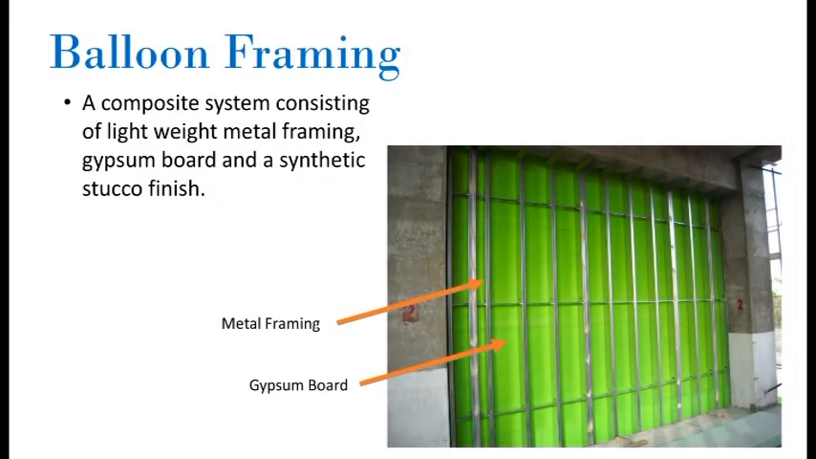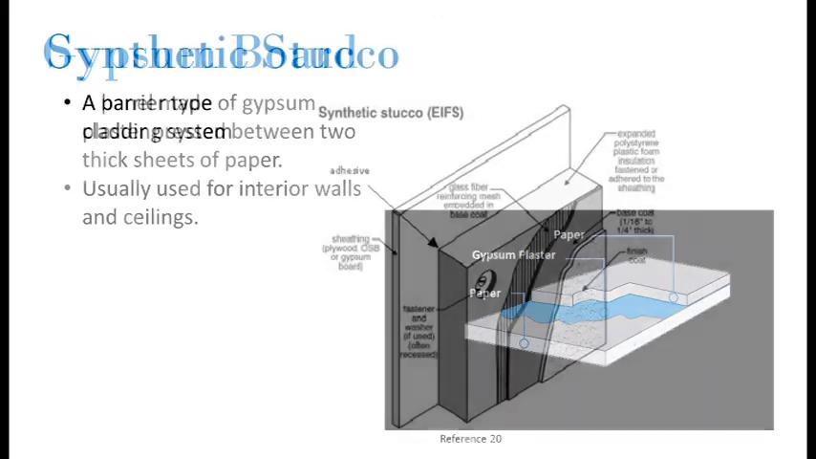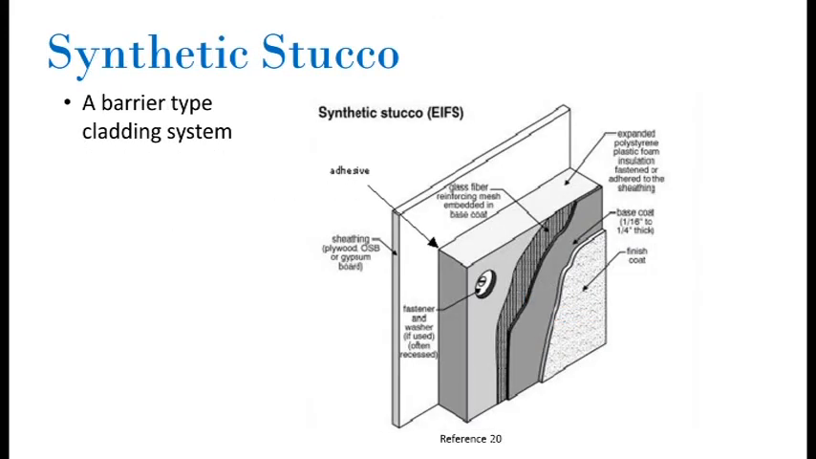Balloon framing is a composite system consisting of lightweight metal framing, gypsum board, and a synthetic stucco finish. Gypsum board, also known as drywall, is a panel made of gypsum plaster pressed between two thick sheets of paper and is usually used to make interior walls and ceilings. Synthetic stucco is a barrier-type cladding system that relies entirely on the exterior surface to keep moisture out.